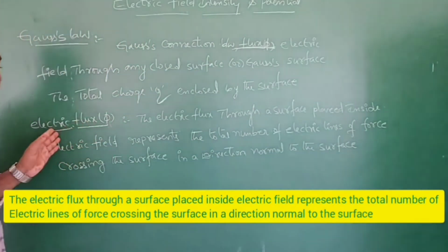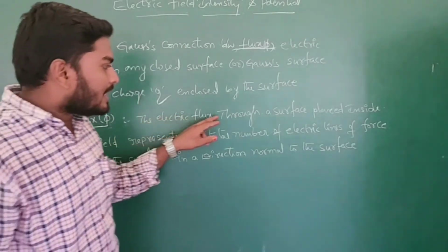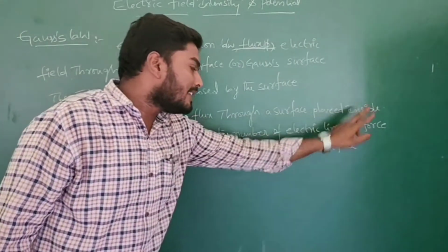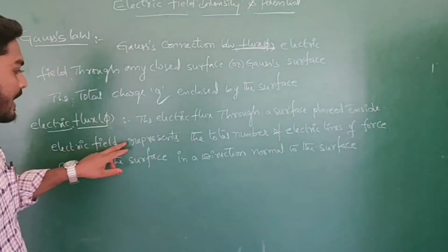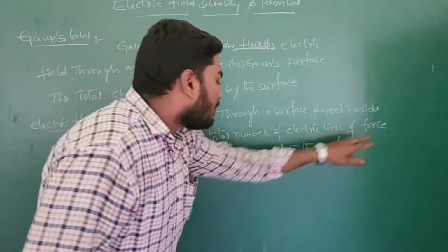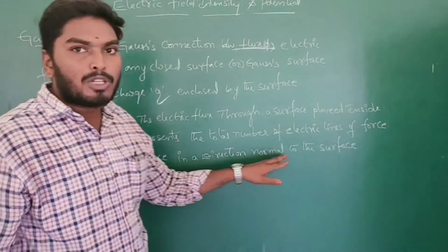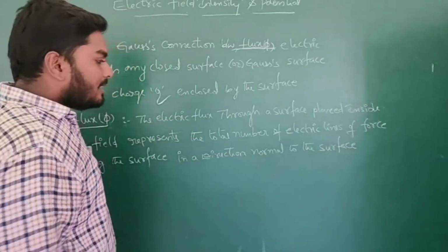This is electric flux, denoted by phi. The electric flux through a surface placed inside the electric field represents the total number of electric lines of force crossing the surface in a direction normal to the surface.